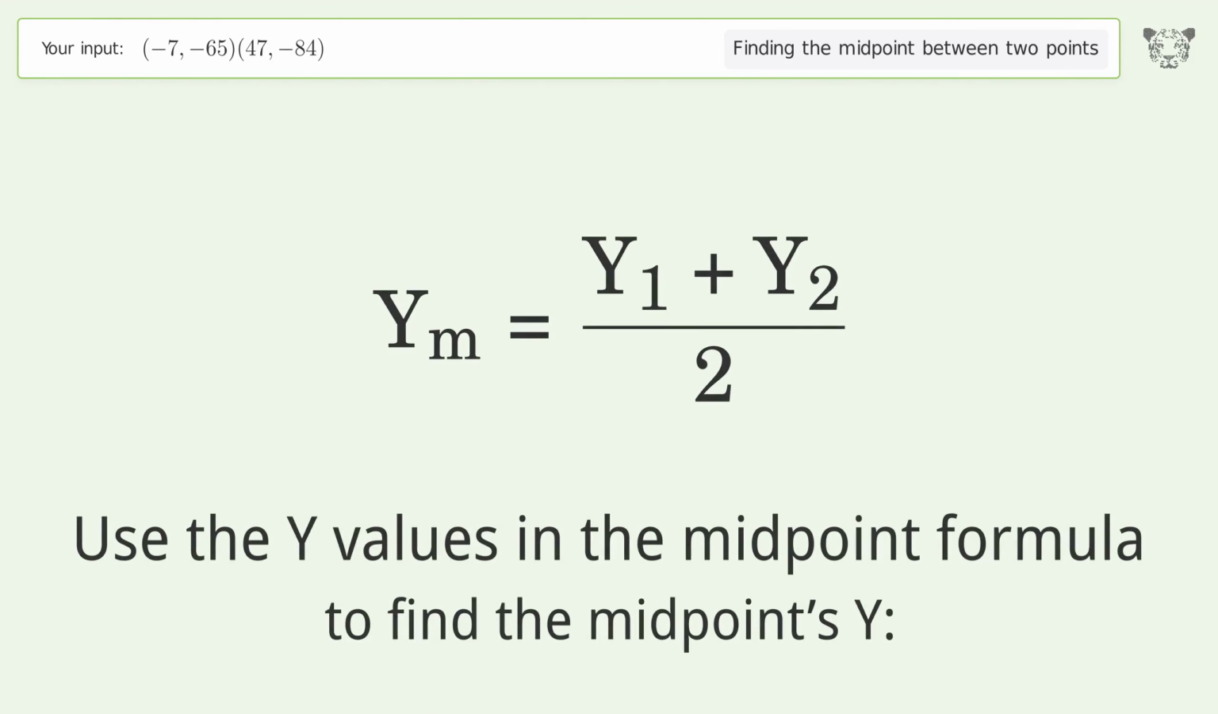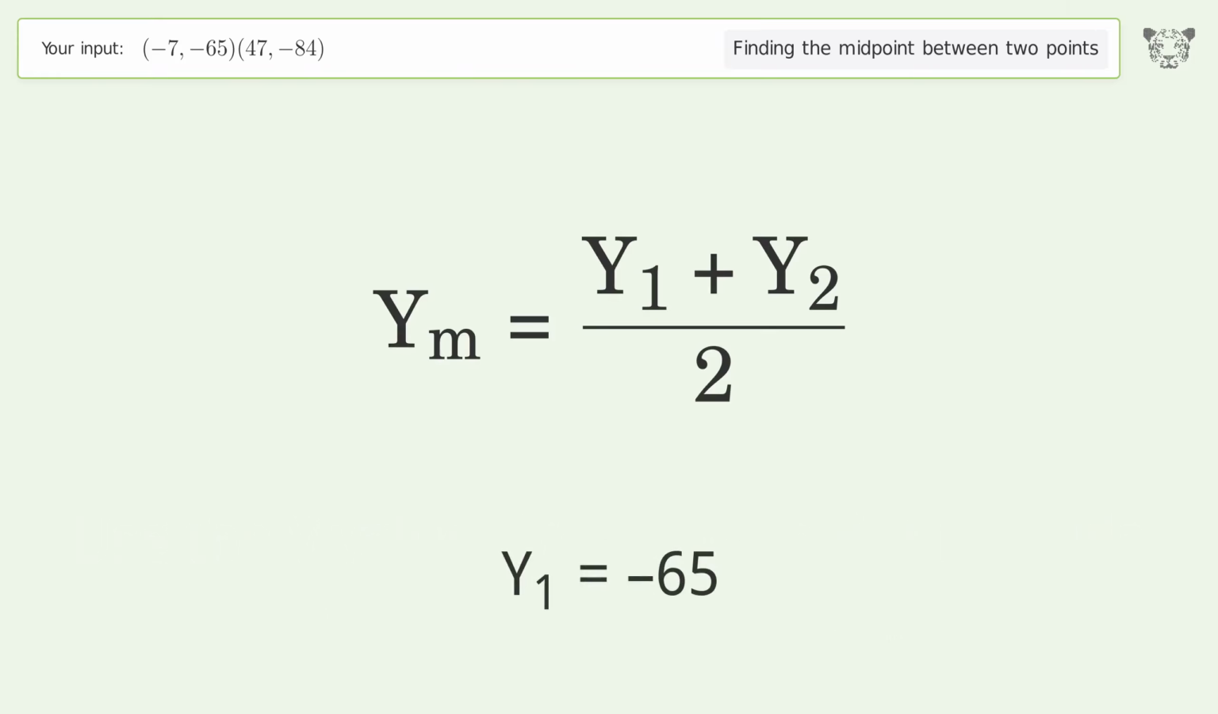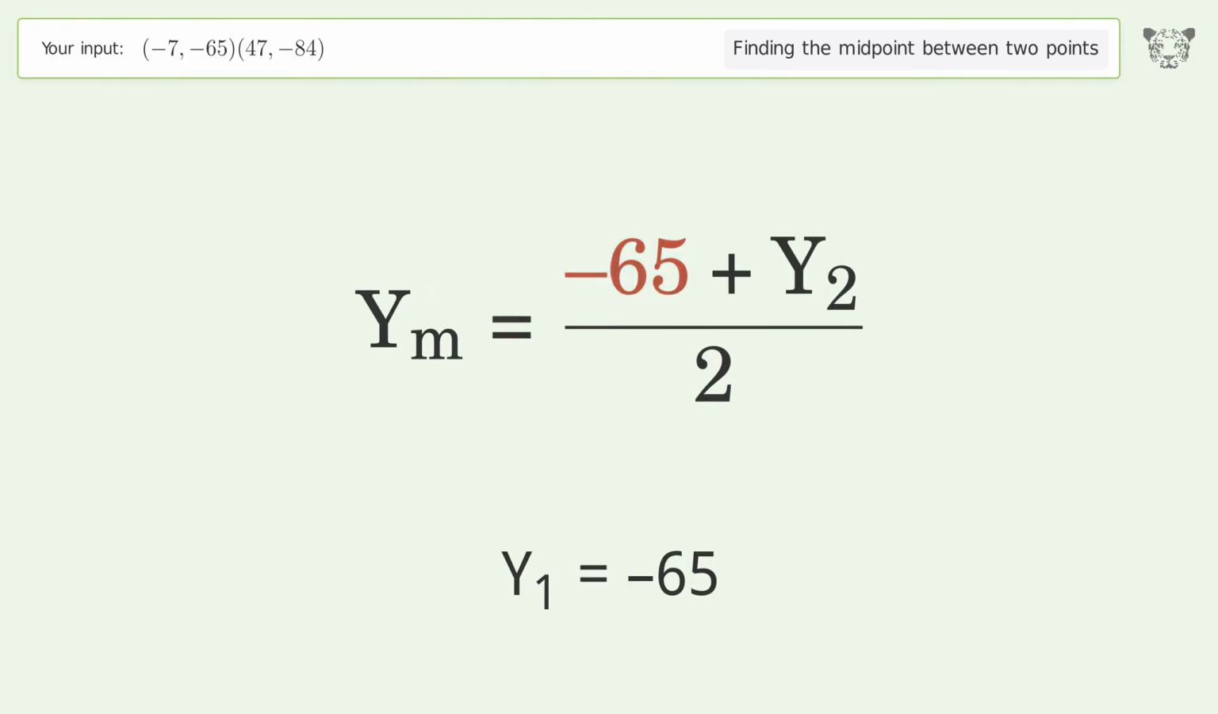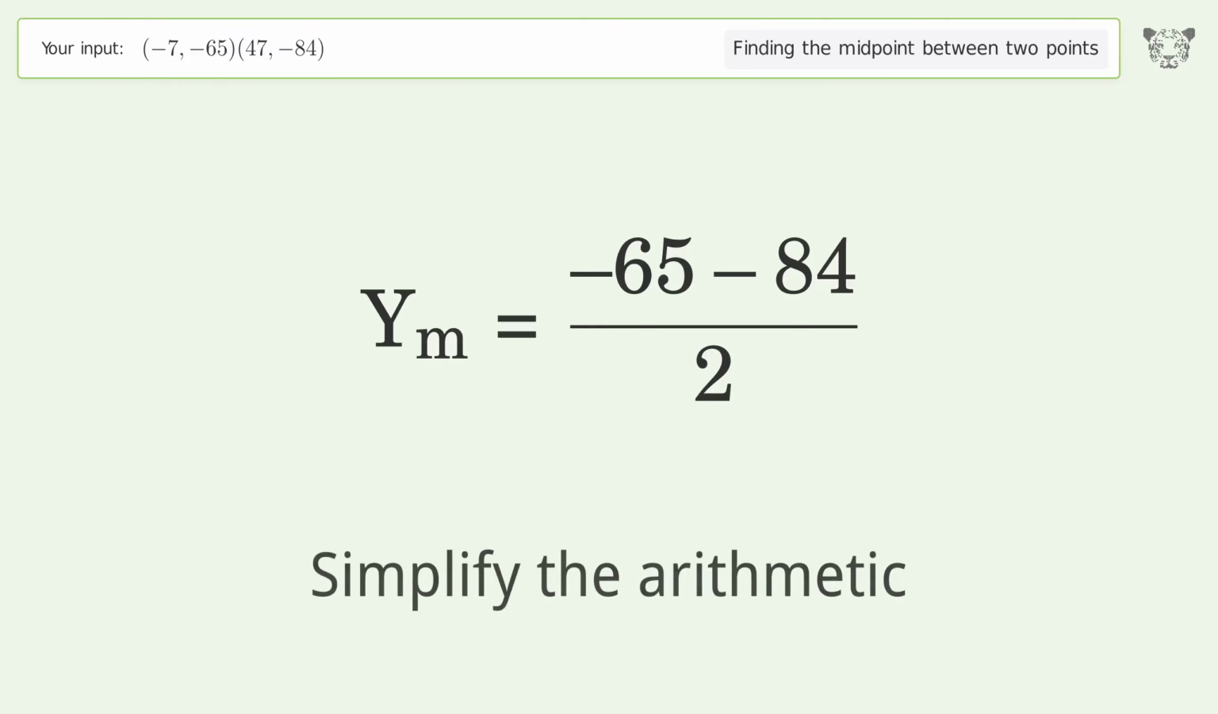Use the y values in the midpoint formula to find the midpoint's y. y1 equals negative 65. y2 equals negative 84. Simplify the arithmetic.